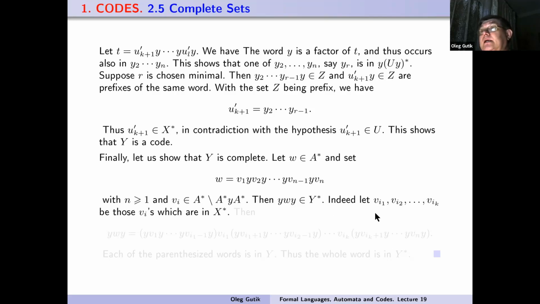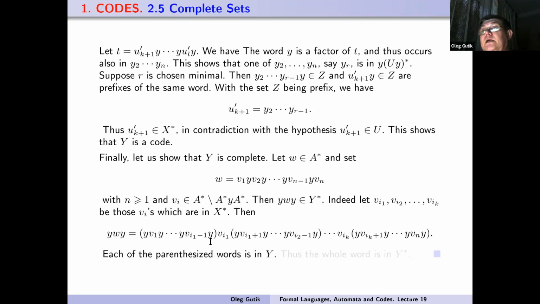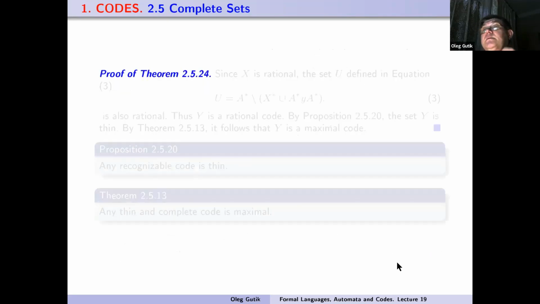Indeed, let vi1, vi2, and so on, vik be those vi's which are in the monoid X capital star. Then we get that wy is equal to this. Each of these parenthesized words is in the code Y capital. Thus the whole word is in Y capital star. This completes the proof.